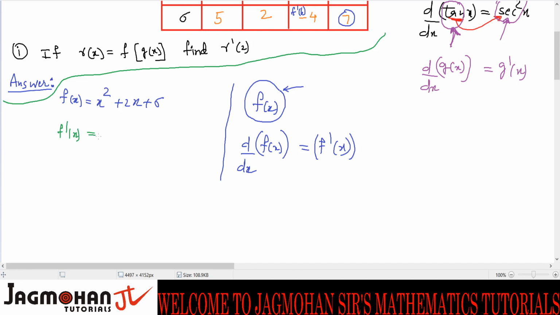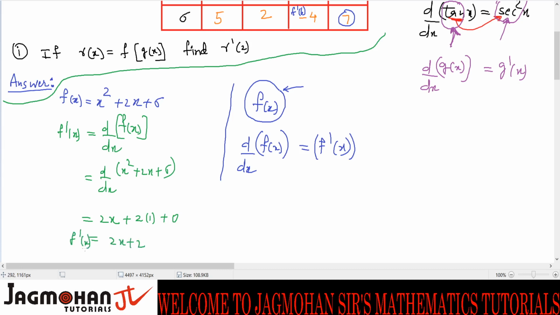To find f dash x, I know f dash x is d by dx of f of x. It is the derivative of f of x with respect to x. So I write d by dx of x square plus 2x plus 6. That is, d by dx of x square is 2x, d by dx of 2x is 2 into 1, and d by dx of 6 is 0. So I get 2x plus 2. This is f dash x. So I got f dash x as 2x plus 2 when I have f of x as x square plus 2x plus 6.